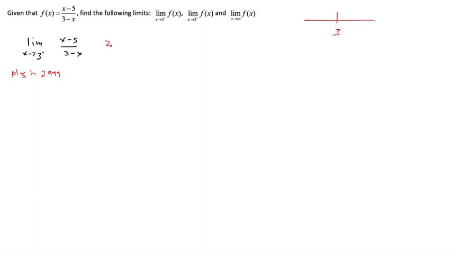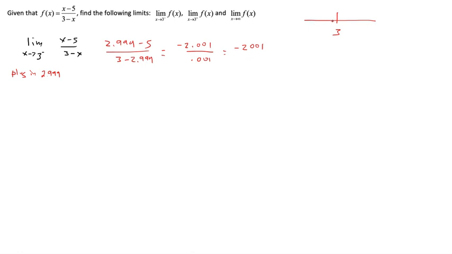But notice what happens. We get (2.999 - 5)/(3 - 2.999). The numerator becomes negative 2.001. The denominator becomes 0.001. We're not really worried about the actual numbers here. What we're really concerned about is the signs. The numerator is negative. The denominator is positive. If you actually divide this out, we get about negative 2001, just move the decimal point 3 times over. The key is that it's negative. It's a pretty large number in the negative sense.